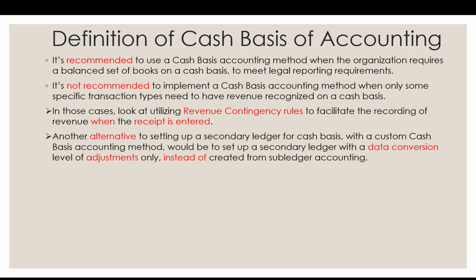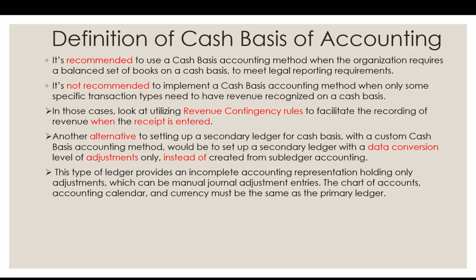Another alternative to setting up a secondary ledger for cash basis with a custom cash basis accounting method would be to set up a secondary ledger with a data conversion level of adjustment only instead of created from subledger accounting. This type of ledger provides an incomplete accounting representation, holding only adjustments, which can be manual journal adjustment entries. The chart of accounts, accounting calendar, and currency must be the same as the primary ledger.